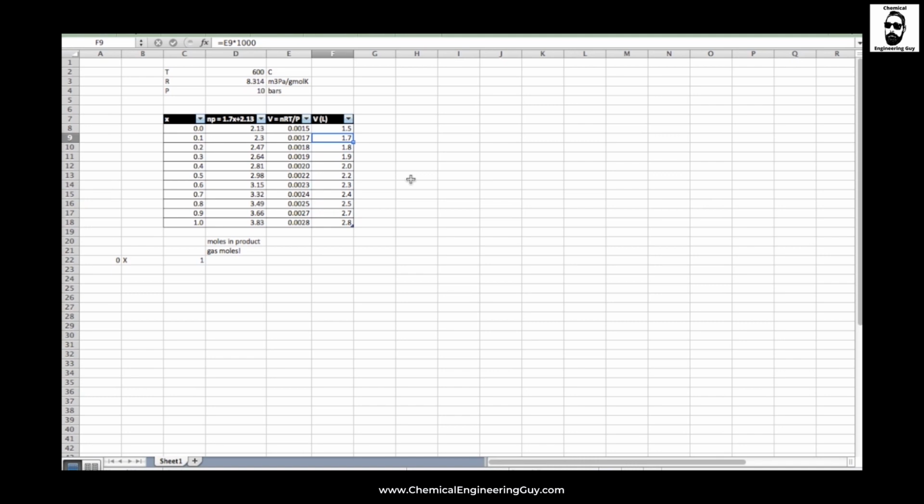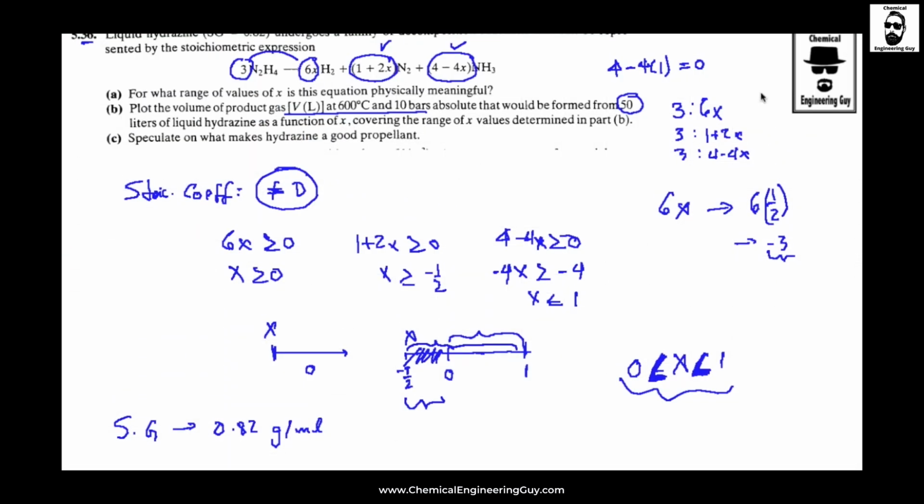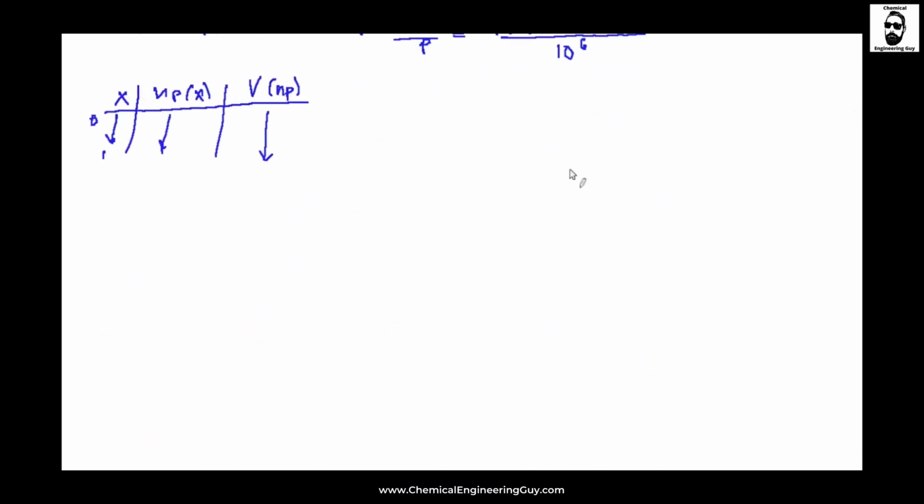So as you see, as X approaches 1, it goes rapidly to 2.8. So that's the conclusion. Let me just go to the spreadsheet before, and let's conclude. We're once again here, guys. They tell you, okay, plot, we already plotted, and speculate on what makes hydrogen a good propellant. A propellant is usually used for, let's say, a rocket. Propellant is used to move the rocket.